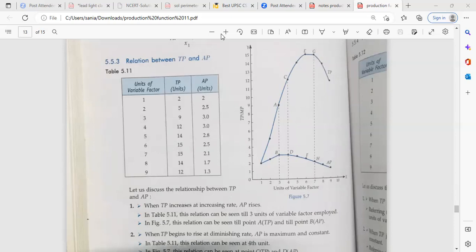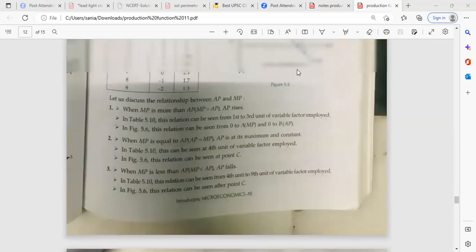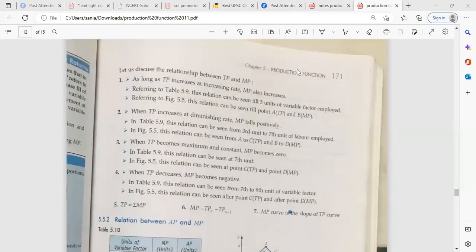Yes, ma'am, you had done this, and you had given homework for TP and MP. Okay, so we did draw this. So all of you, did you draw it, or do you want to draw it in the class?